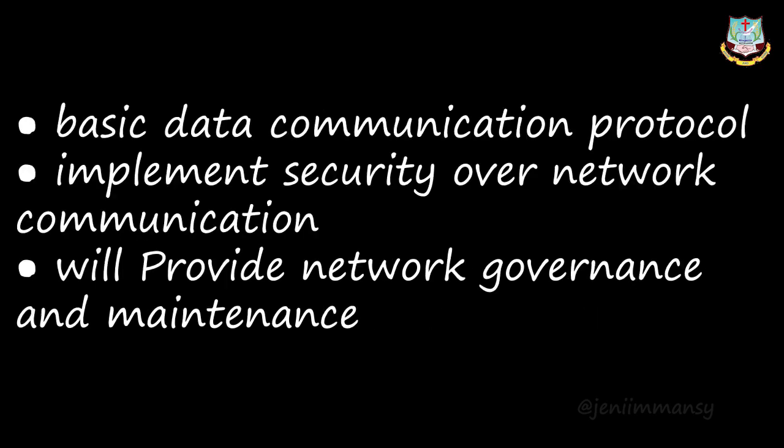Next one is the broad types of networking protocols. First point is the basic data communication protocol, which consists of HTTP and TCP/IP. About this HTTP and TCP/IP and all, we learn in this chapter, right? The next point is that this will implement the security over the network communication and this also includes HTTPS, SFTP and SSL, right? The next point is this will provide network governance and maintenance, which includes ICMP and SNMP, right? Here the broad types of network protocols, they have given 3 points. Basic data communication protocol, which consists of HTTP and TCP/IP. The next one is implement security over the network communication. The next one is provide network governance and maintenance, right?